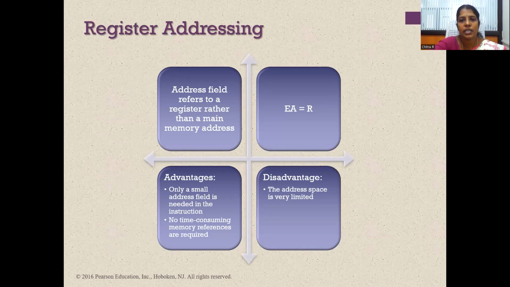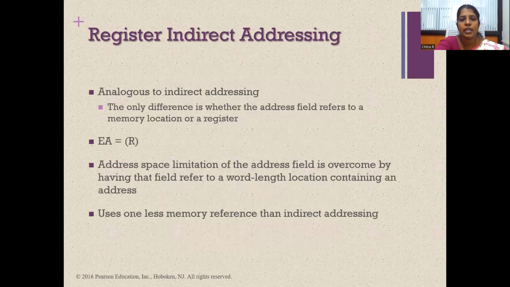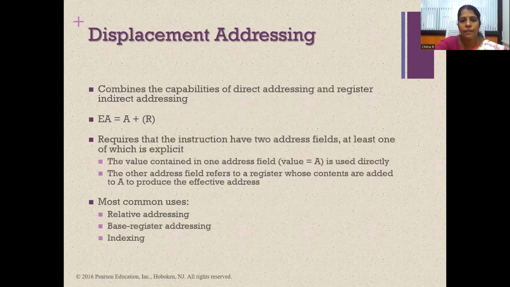Register addressing: the value can be taken directly from the registers. The drawback of this one is that the address space is very, very limited. Only a small amount of data can be stored inside the register. Register indirect means the address is stored inside the parentheses. Go to the register, refer to one value, and that value is the address of the operand. Again go to the location; it gives a register reference as well as a memory reference.